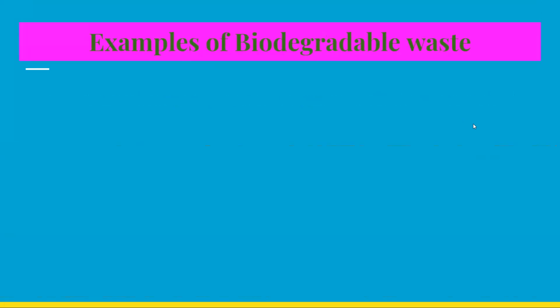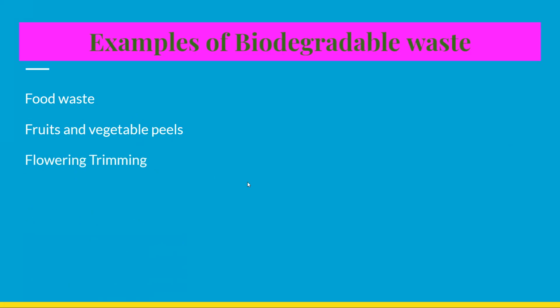Now come to the next one, examples of biodegradable waste. The examples are food waste from our kitchen, and the fruit and vegetable peels. We are cutting the fruits and vegetables, and throwing the peels here and there. It is better if we collect them and put them in one corner of the soil or collect them in some pot, and we can use it as a fertilizer after a few days. Flowering trimmings, animals and human waste, and sewage. These all are the examples of biodegradable waste, which help our soil to maintain its fertility.